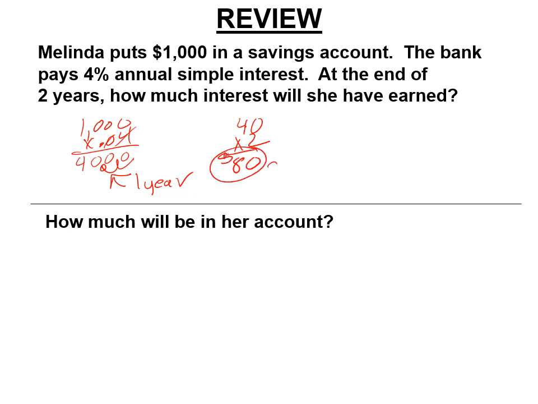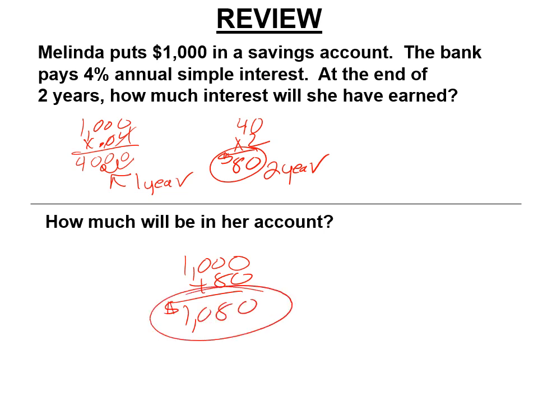That's the 2-year interest. How much will be in her account? Well, the 1,000 didn't go away. At the end of 2 years, she'll have $1,080 in her account.